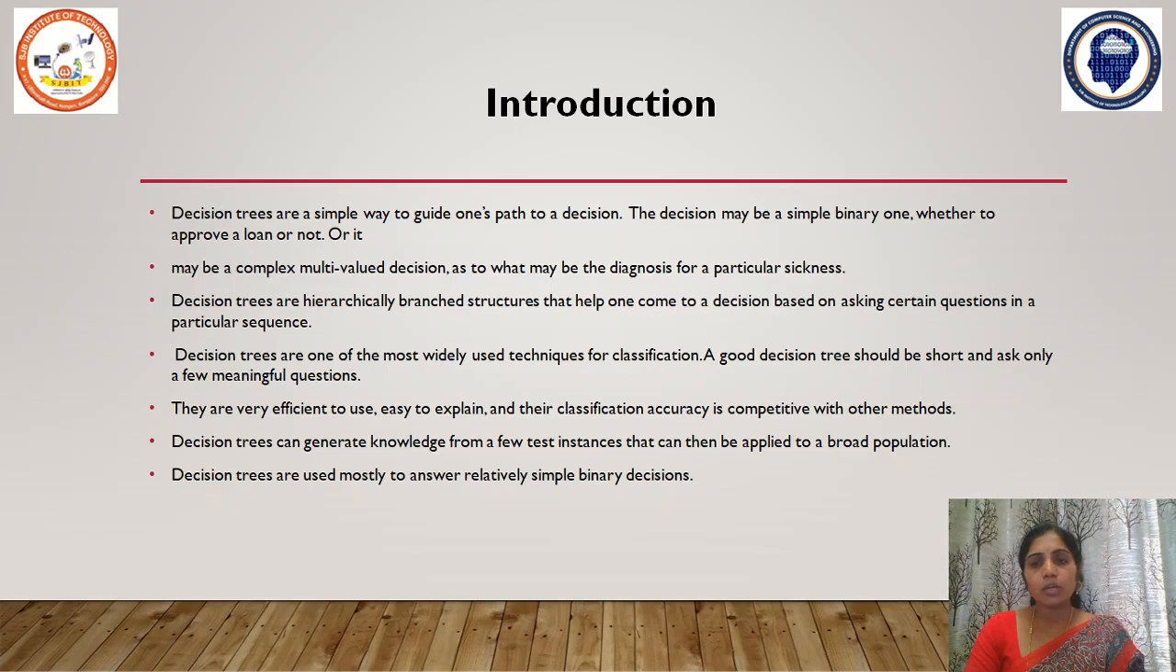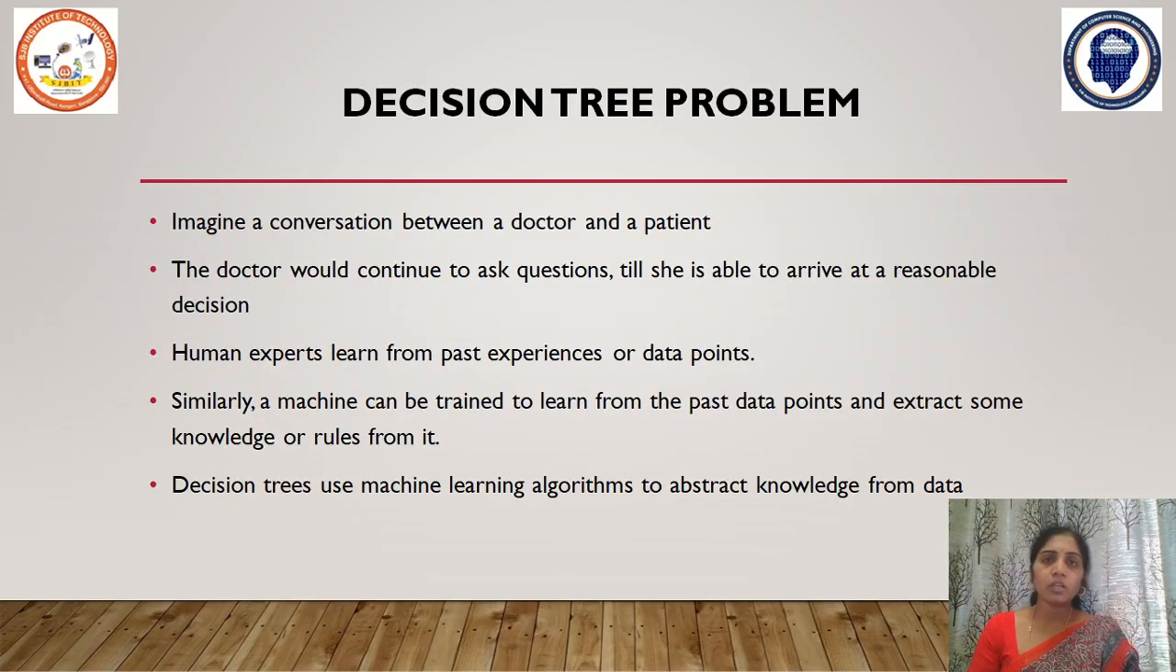Decision tree problem. Imagine the conversation between a doctor and a patient. The doctor would continue to ask questions until he or she is able to arrive at a reasonable decision. When human experts learn from past experience or data points, similarly, a machine can be trained to learn from the past data points and extract some knowledge or rules from it. Decision trees use machine learning algorithms to abstract knowledge from the data. A decision tree would have predictive accuracy based on how often it makes correct decisions.